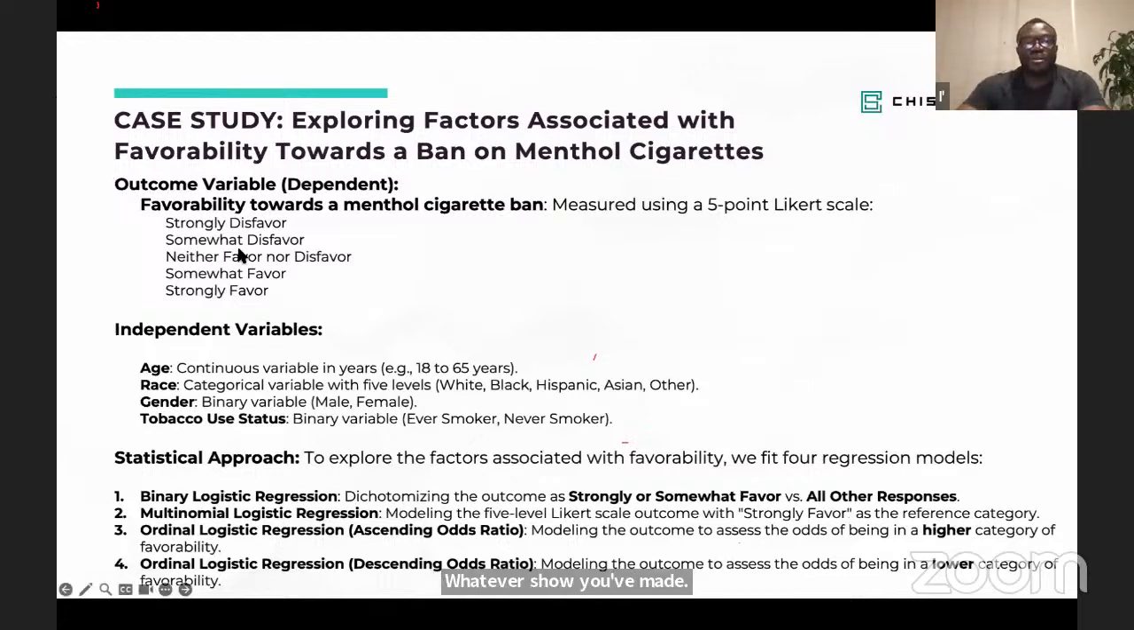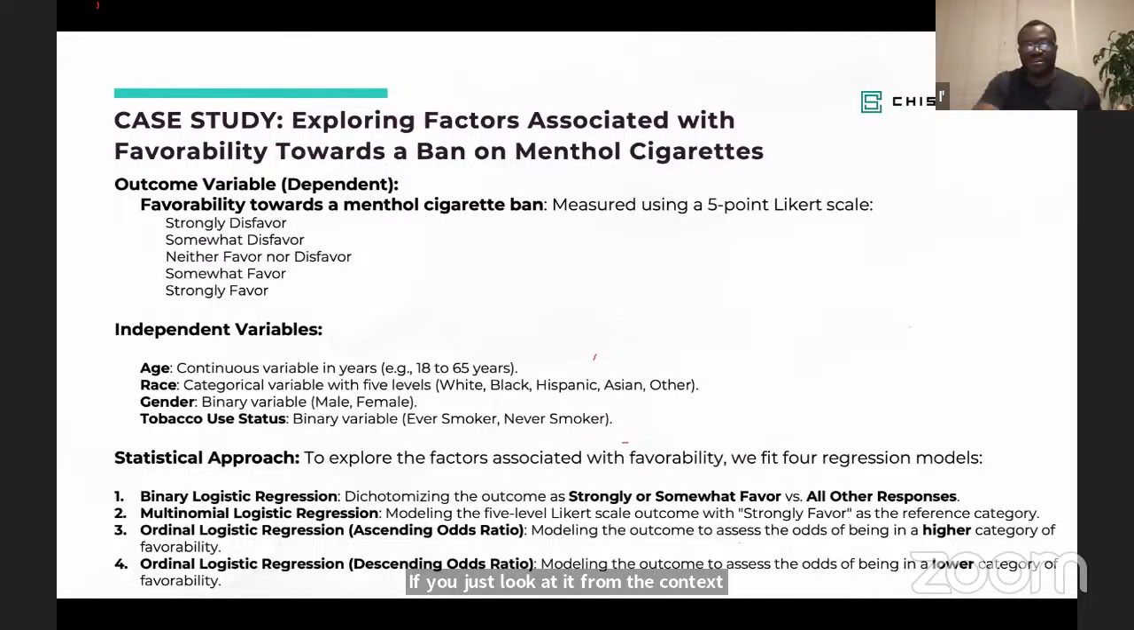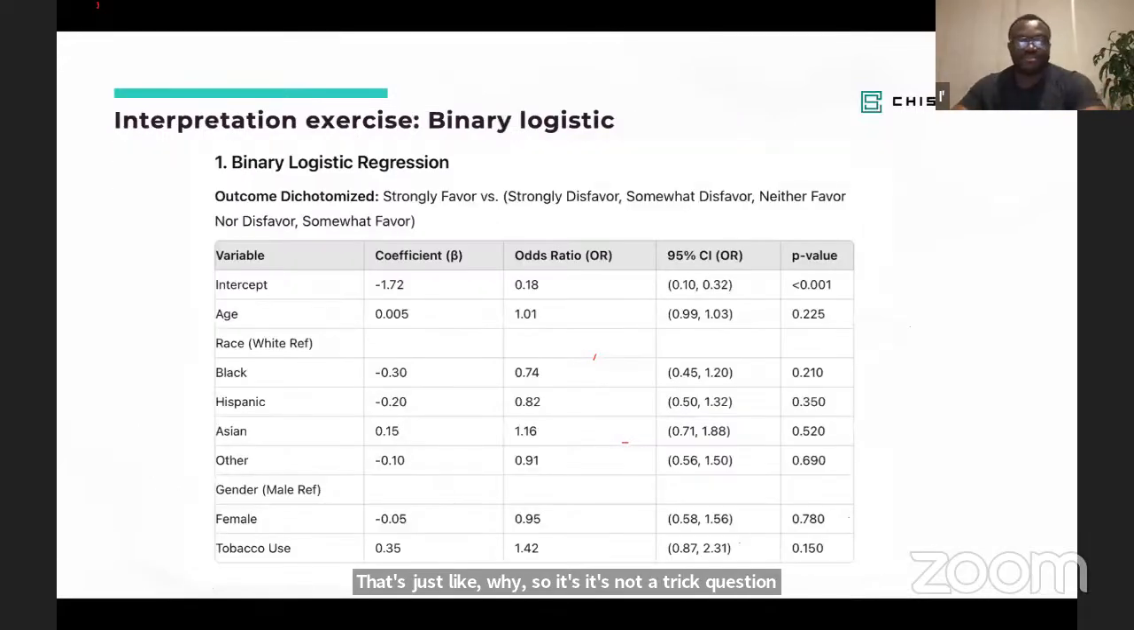So if you choose to look at favor versus all the remaining ones, why? And it's not even a trick question. It's just, why did you do it that way? If you look at it from the context of oppose or people who do not favor, then again, why? So it's not a trick question. Just be ready to provide a defense for why you've done it that way.